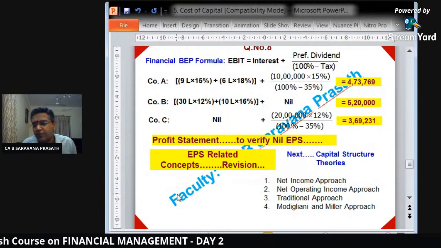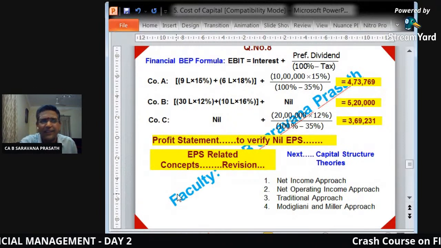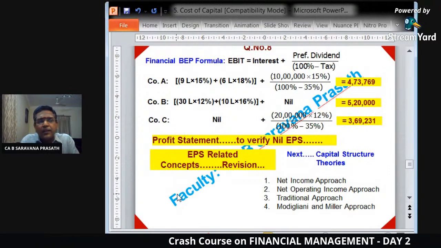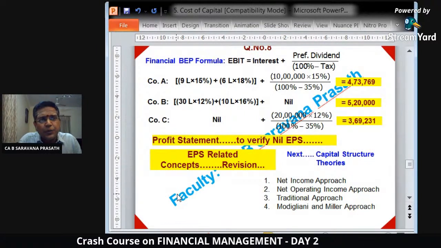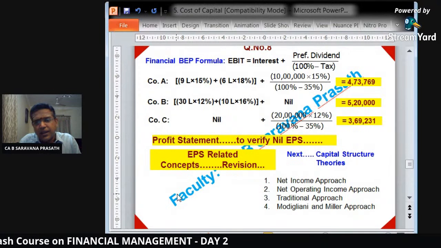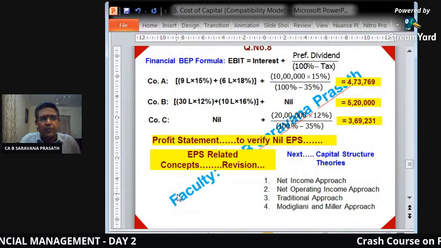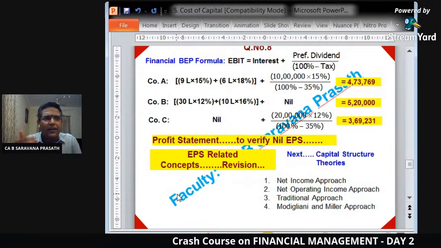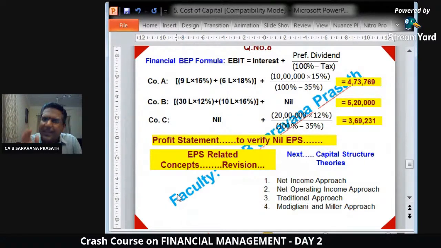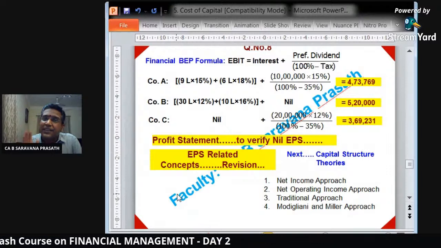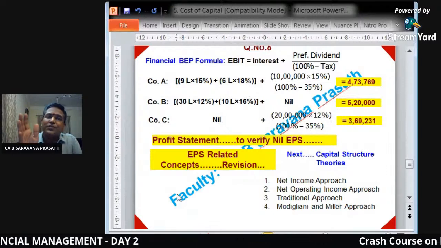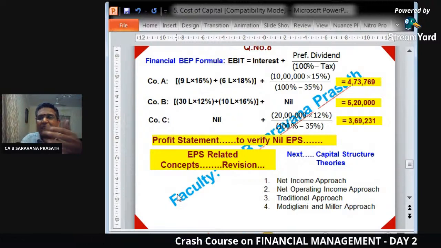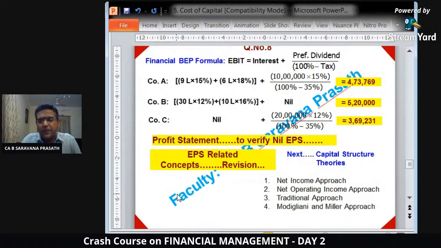Now, what are these four theories? I'll give you a small idea, then you can go into the further slide in this connection. There are actually three philosophies: net income, net operating income, and a traditional approach. Modigliani and Miller approach is a refinement of the net operating income theory. Underlying principles are the same, but with extra postulates, extra propositions, extra statements. So, refinement of the net operating income approach.